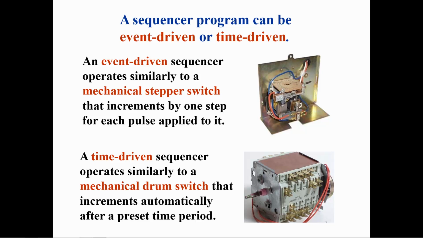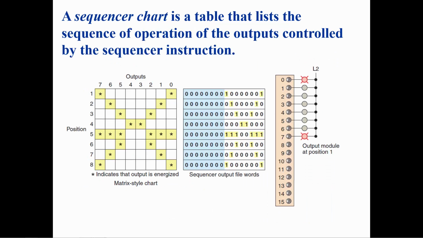The sequence programs can be either event-driven or time-driven programs. The sequencer chart lists the sequence of operation of the outputs. The corresponding sequencer file will contain the ones and zeros representing when the outputs will be on or off. Take a moment to get an idea of what the pattern of lights will look like.